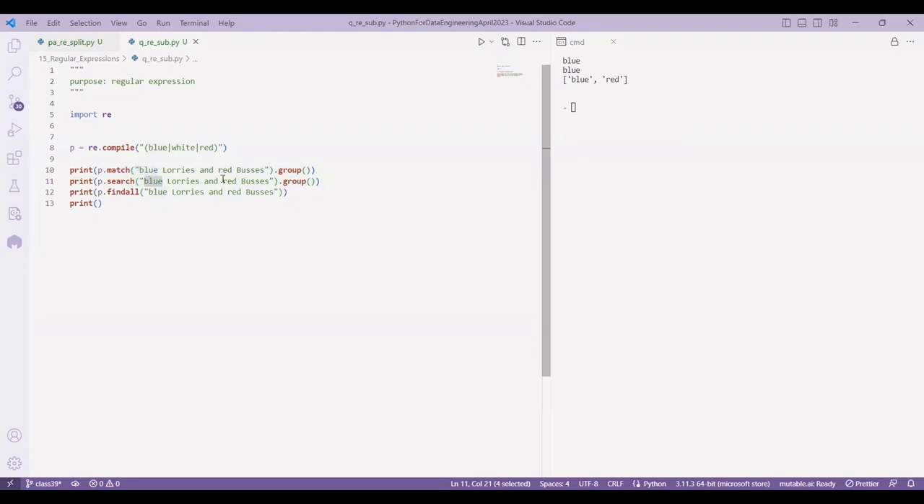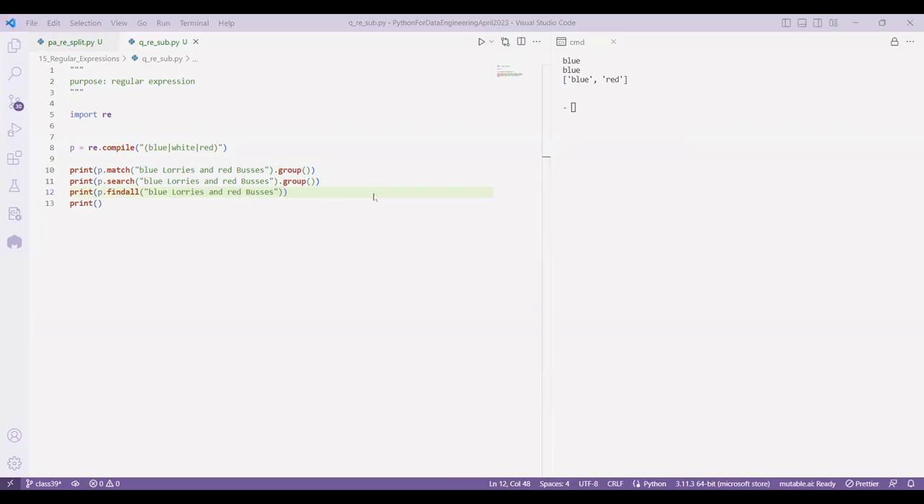But search can do anywhere, but it will do only once. Coming to find all, it can do how many times it occurs. There is both blue and red. Both are coming. There is no white. So only these two came. So that is how you know.